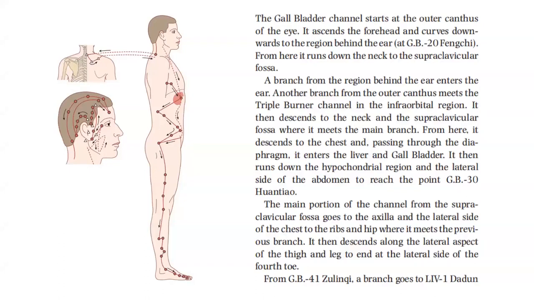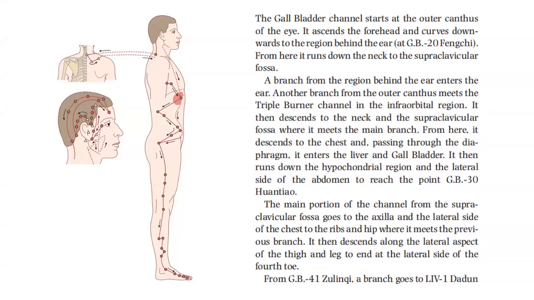As a recap, the gallbladder channel starts at the outer canthus of the eye. It ascends to the forehead and curves downwards to the region behind the ear at gallbladder 20. From here, it runs down the neck to the supraclavicular fossa. A branch from the region behind the ear enters the ear. Another branch from the outer canthus meets the triple burner channel in the infraorbital region. It then descends to the neck and the supraclavicular fossa, where it meets the main branch.